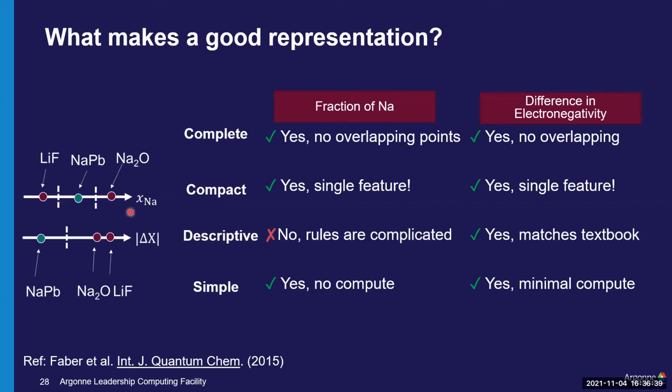Now, rather, if I went to my chemistry textbook and saw that the difference in electronegativity is what often describes ionic materials, I'd be able to use that as a feature, which is much more descriptive and has all of these other properties.